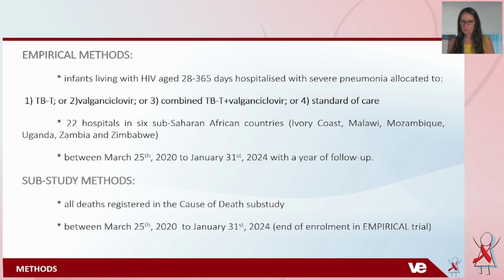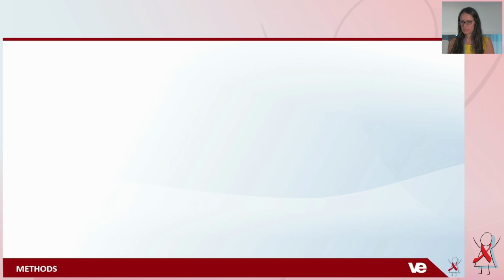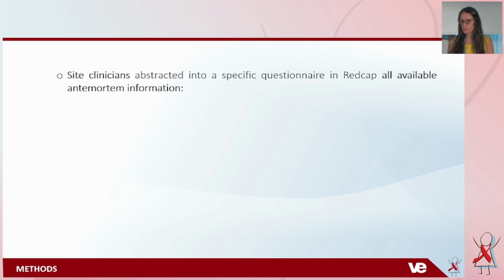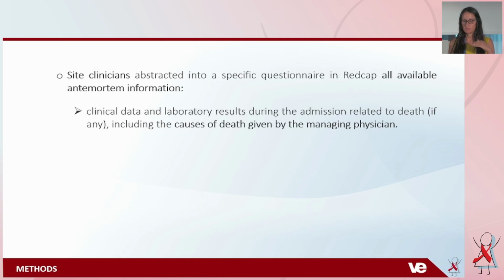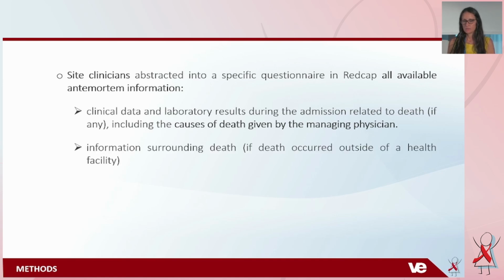In this sub-study that I will present, we are registering all deaths that are happening during the EMPIRICAL trial, during the whole enrolling period, which is almost 4 years. And how we did it. The site clinicians, those clinical people managing the patient, are abstracting information, especially antemortem information, everything that is available, in a somewhat standardized specific questionnaire, adding clinical data, lab results, anything related to the child, including the cause of death given by the managing physician, and any other information surrounding the death, because some of those children will die at home, and any kind of information is useful to determine the cause of death.